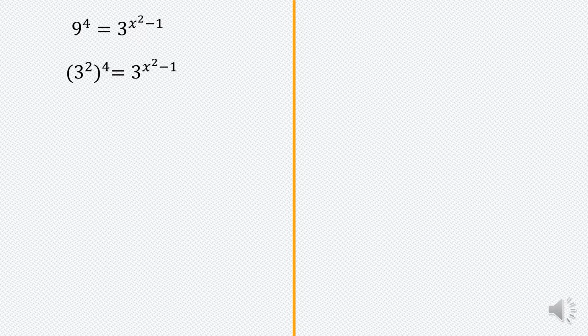And now we apply this rule which says when a number is raised to a power and then raised to another power, you can multiply the two powers, right? So 3 to the power 2 all to the power 4 will be the same as 3 to the power 2 times 4, which is 3 to the power 8.